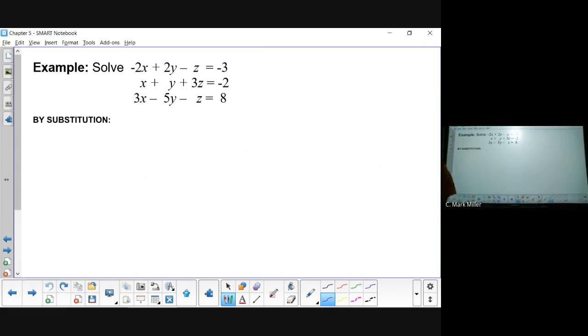Oh, one more thing I should mention. Suppose you have one that does not have this entry here. Suppose that Z was not there. What would you do? How would you go about solving the problem? You would write in plus 0z. Treat that as 0 times z. That's how you would do that. So, where do we start? We're doing by substitution. We're going to solve for one of the variables in one of the equations.